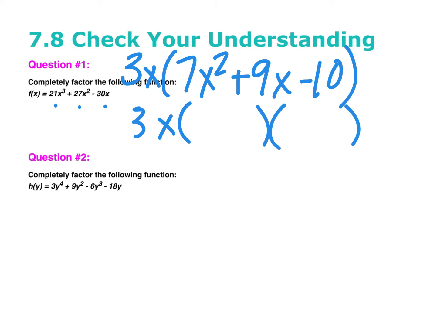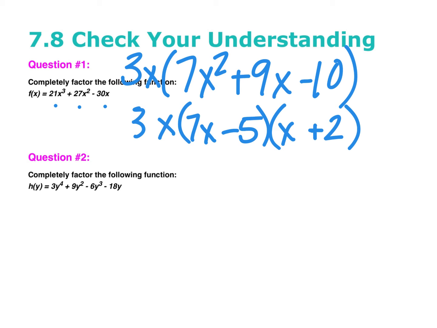Now this remaining trinomial can be factored. 7x squared is 7's prime, so it's going to be a 7x and an x. And then 10 is either going to be a 5 and 2 or a 10 and 1. And if you play around with it a little bit, you're going to end up seeing it's going to be a multiple of probably a positive 2 and a minus 5.